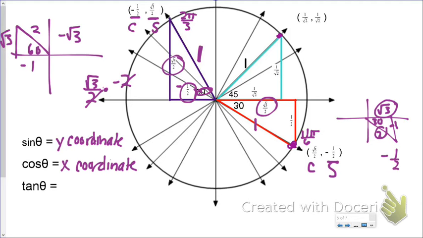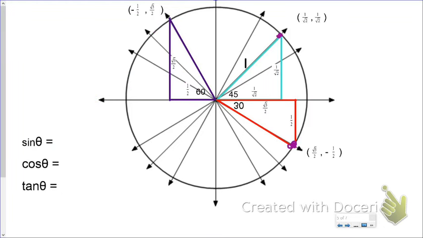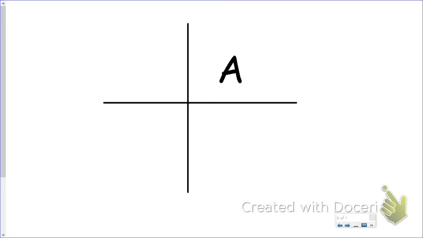Okay, so what I'm going to do to find my tangent is divide my y-coordinate by the x-coordinate. So tangent is our y divided by our x. It's our y divided by our x. So we can use that information to help us find some patterns for some of these other values.